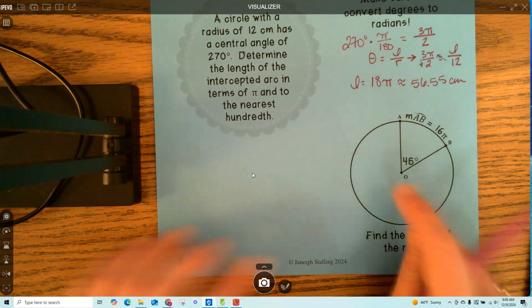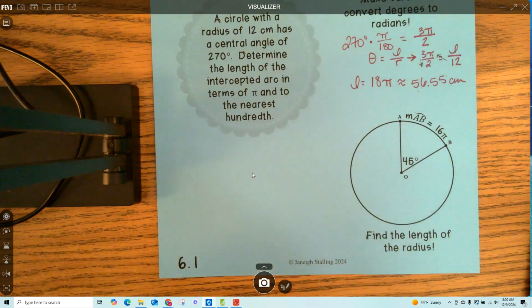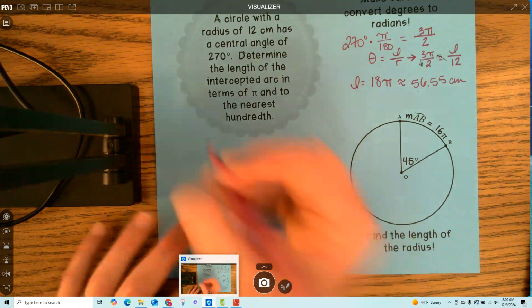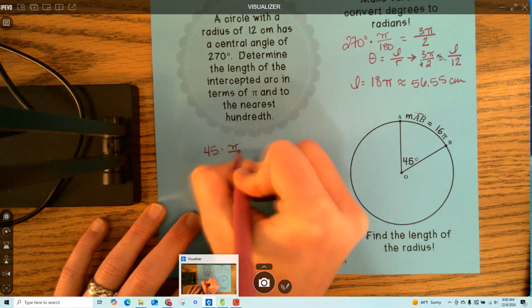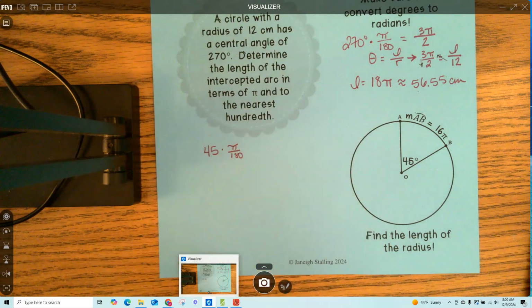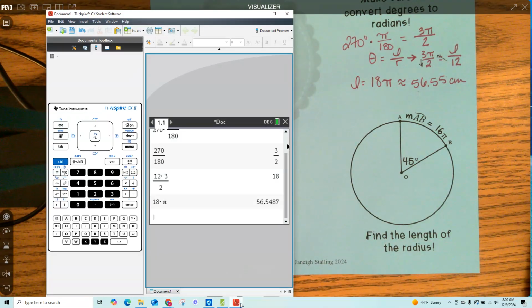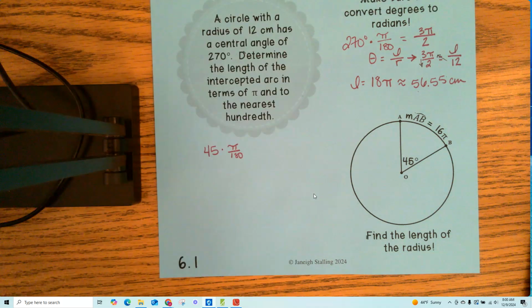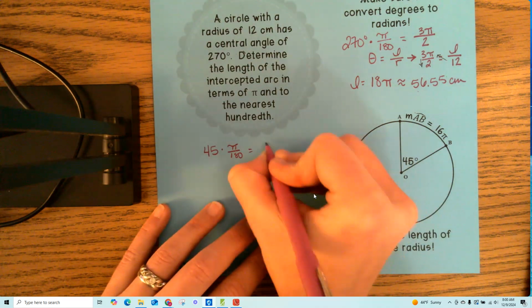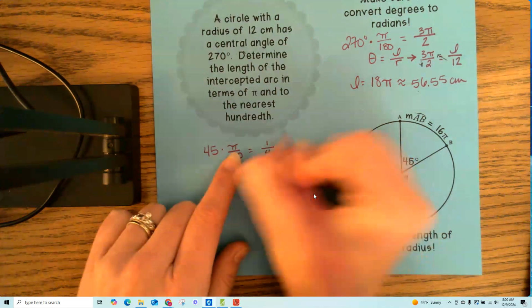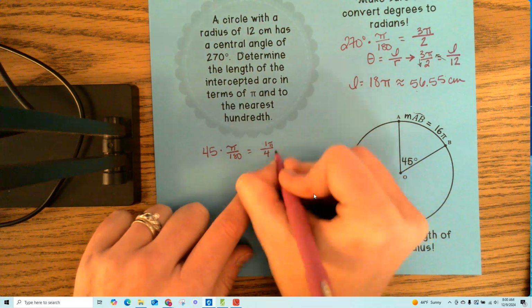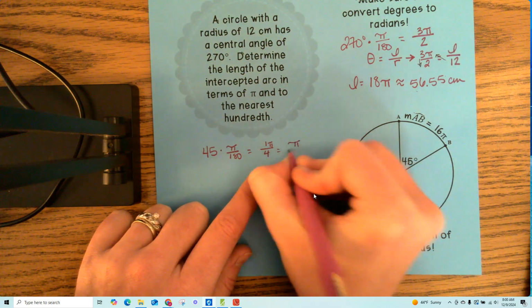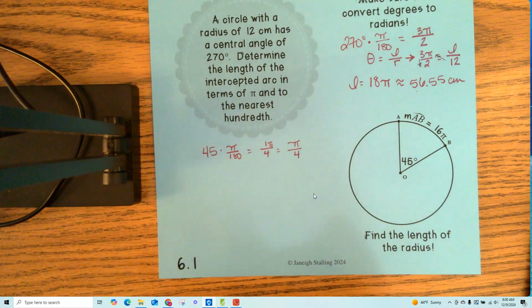Again, the first thing we need to do is convert this to radians. So we do 45 times pi over 180. Again, we want to do just 45 over 180 and get this fraction, which is 1 over 4. Don't forget about the pi. Pi goes on top. Now we can make that 1 invisible, so it's just pi over 4.